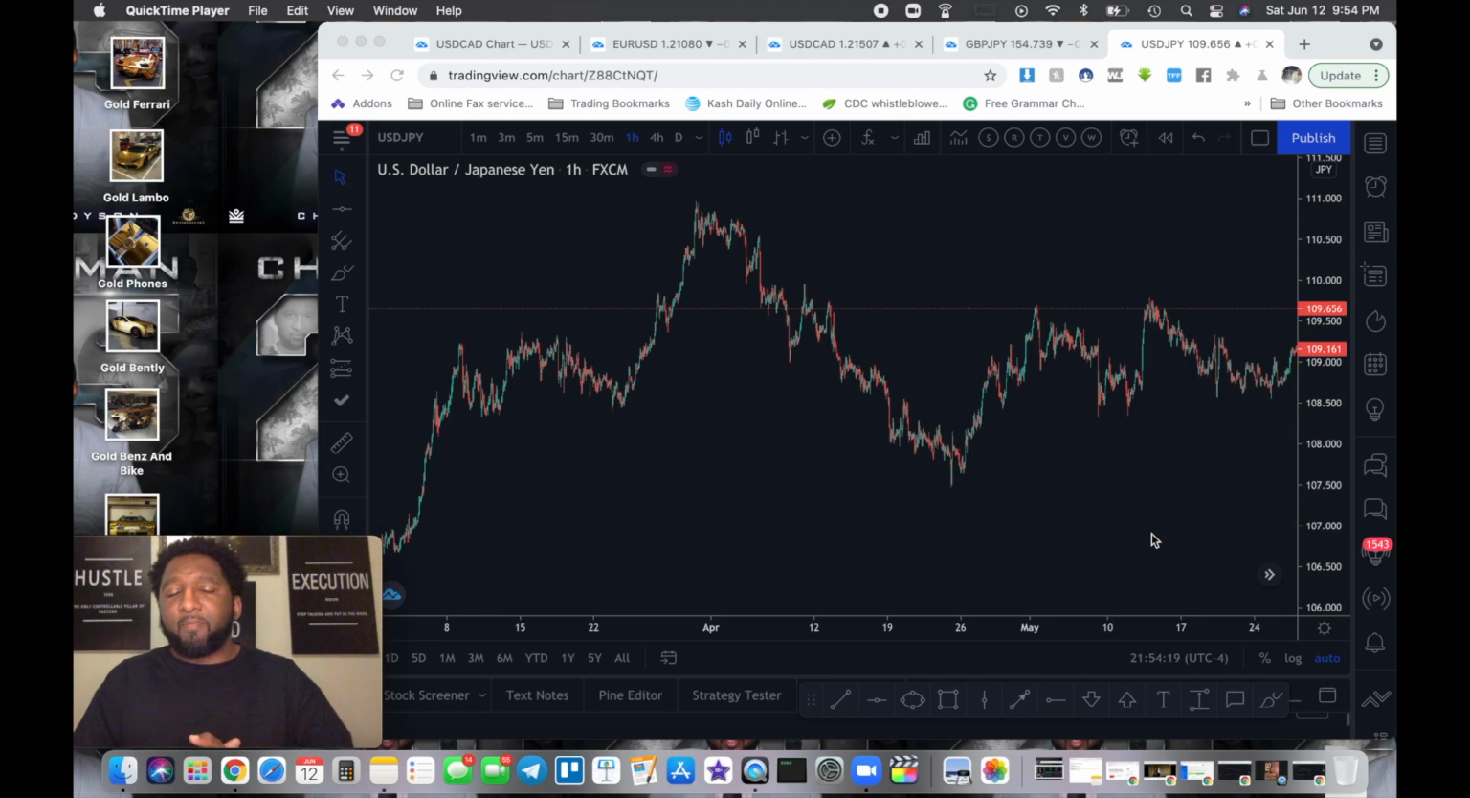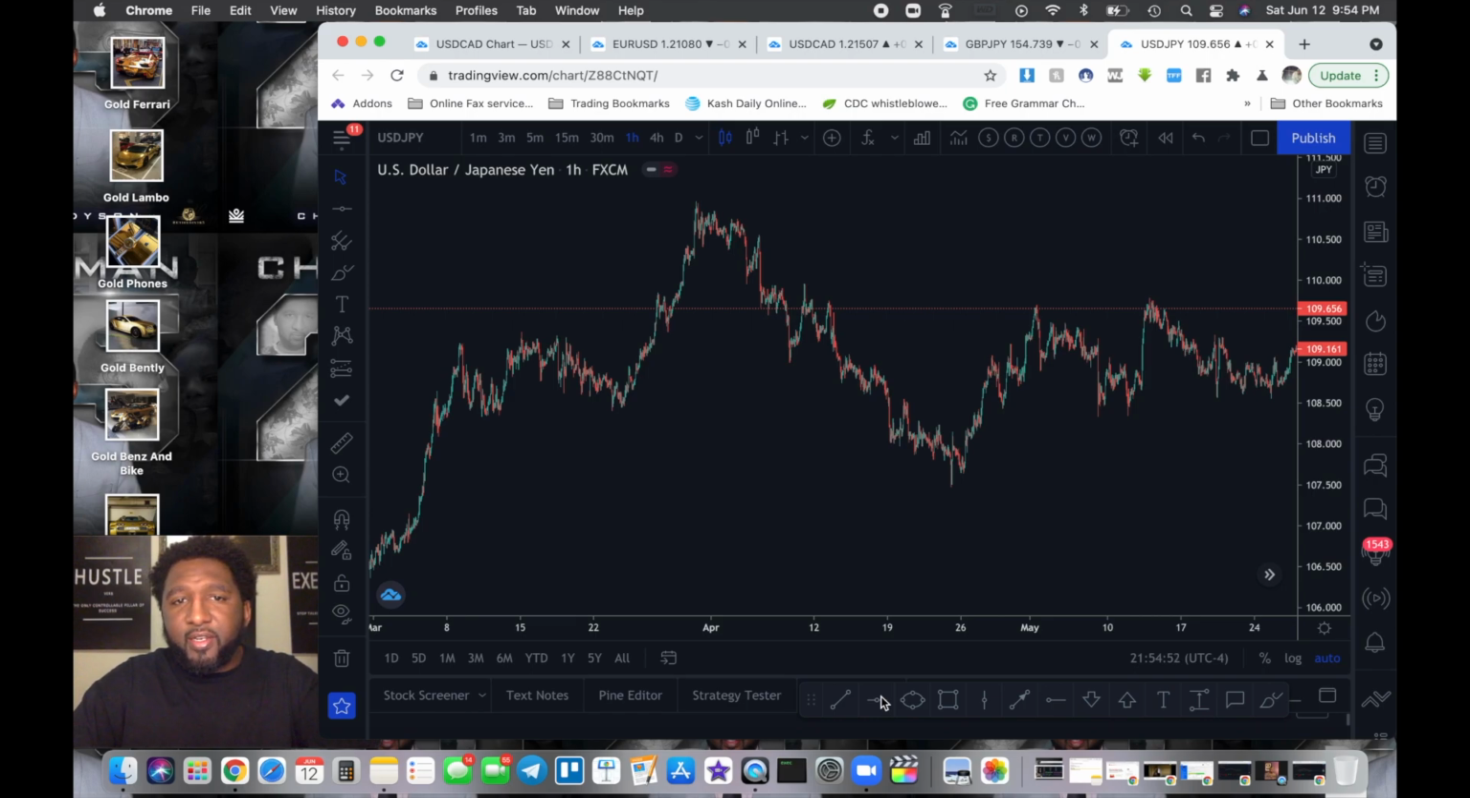So I've divided this training up between pairs that do not have the Japanese yen in the actual pair, and then pairs that do have the Japanese yen in the pair, simply because any pair that has Japanese yen in the pair has 3 numbers after the decimal point. Okay, and that'll make sense in a second, right? But any other pair actually has 5 numbers after the decimal point. So I'll explain to you guys the difference between the two. So counting pips is a subject that I think is very simple to understand. It just has to be explained in the correct way.